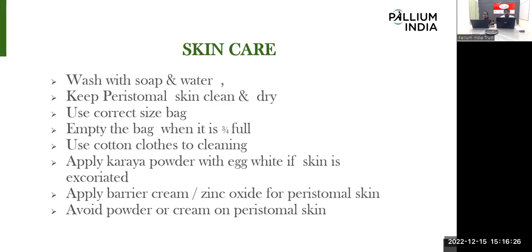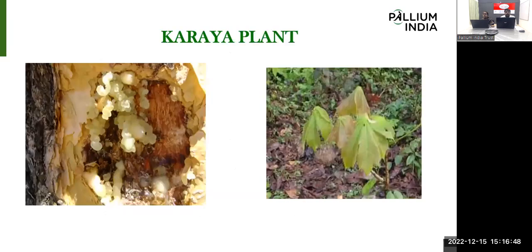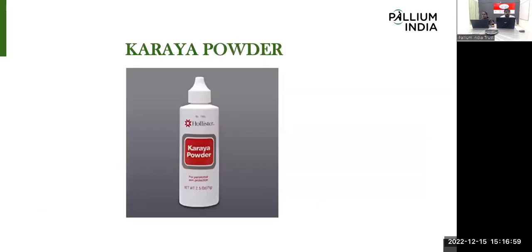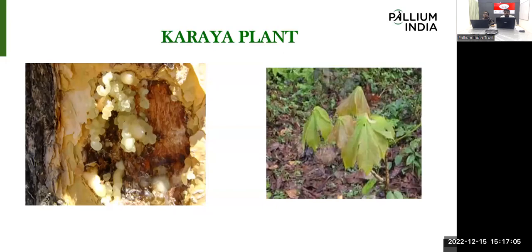Then use cotton cloths for cleaning the peristomal area. Then apply Karaya powder. Karaya powder is a natural thing. Commercially we can purchase Karaya powder in bottle form, but it is a natural product. It comes from the Karaya plant, and it is prepared from the plant on a commercial basis, so we can purchase it from outside.